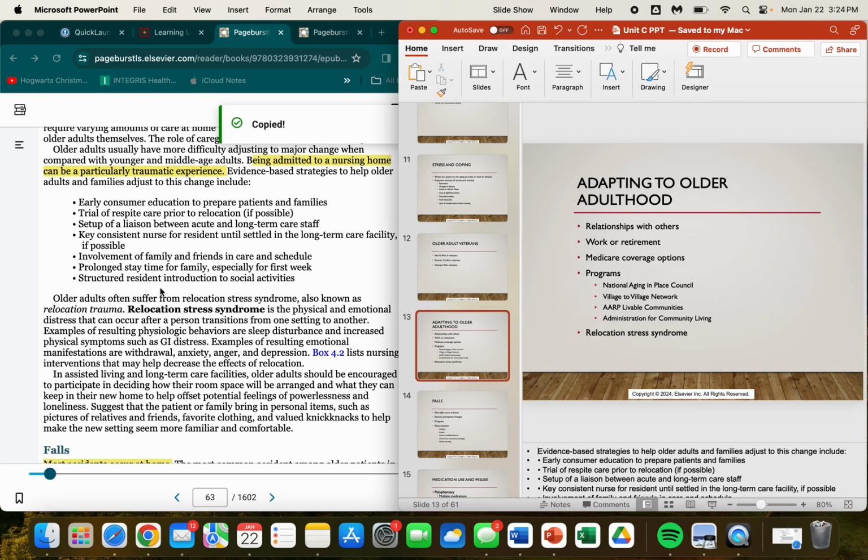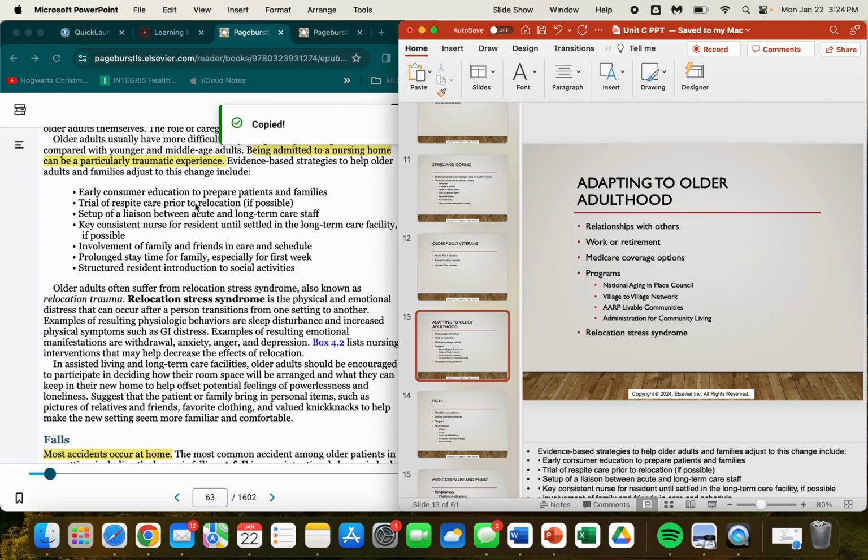So that's talking about educating patients on how to prepare for that. Talking about respite care prior to relocating. Respite care means setting up periods of care for when your caregiver can't take care of you or needs a break, so maybe they send the patient to a nursing home for a week or two while the caregiver goes on vacation or does something to take care of themselves and gets a break. And sometimes that lets them trial to see if living in a nursing home would be a good fit for this person.